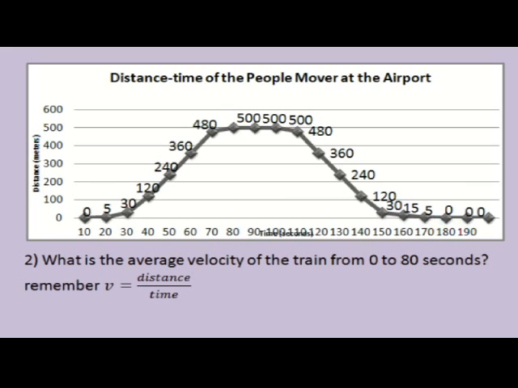The second question asks, what is the average velocity of the train from 0 to 80 seconds? So 0 to 80 is identified here on the graph. We know that the velocity is going to have to be equal to d over t. The distance that the train travels is 500 meters, and it's traveling that distance in 80 seconds. Plugging that into the calculator, you should get that the train travels 6.25 meters per second during that portion of the trip.